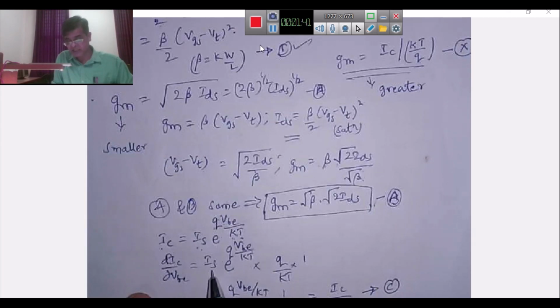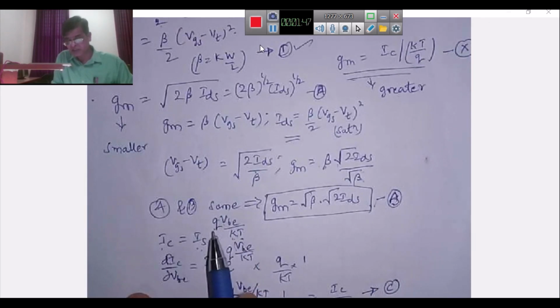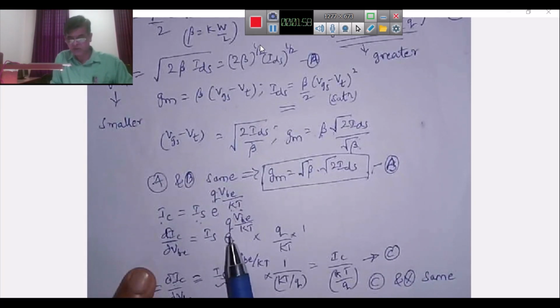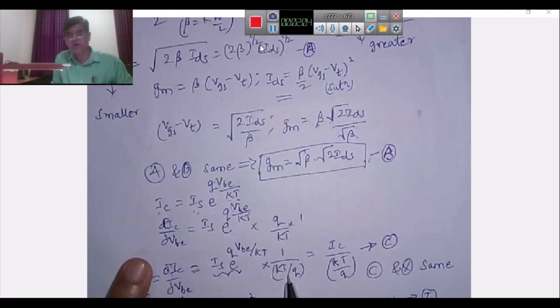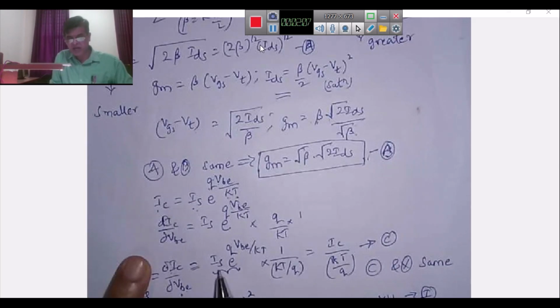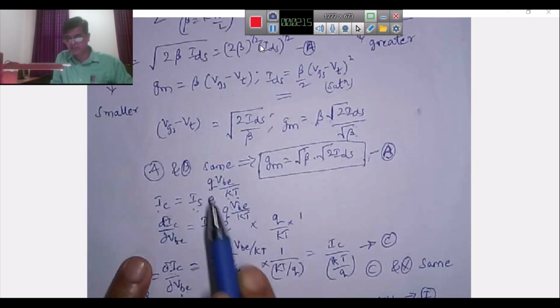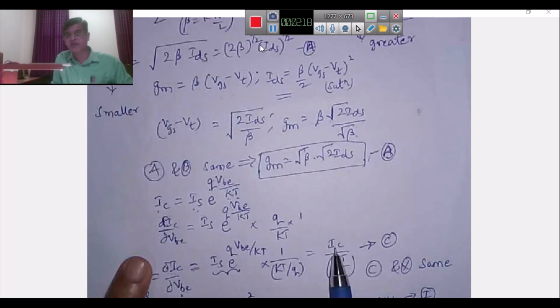So I get a constant into e raised to Kx as it is, into the differential of the exponent. What is the differential of this? Q by KT is constant, into the differential of VBE with respect to VBE, which is 1. So I get Q by KT into 1. Now simplify this. IS into e raised to Q VBE by KT into Q, I transfer to the denominator, so I get KT by Q. But IS into e raised to Q VBE by KT is nothing but, from this equation, IC. So I write this as IC divided by KT by Q, correct? Call this equation C.